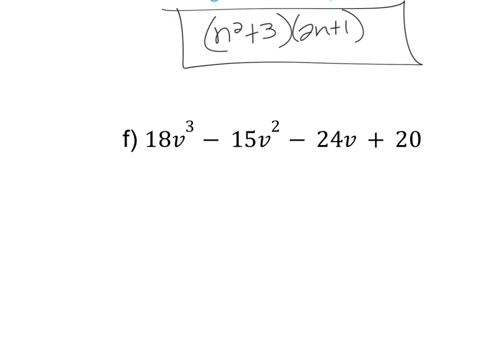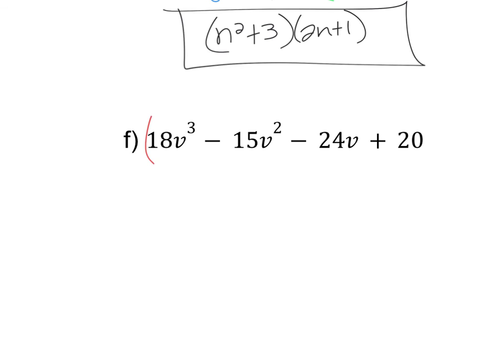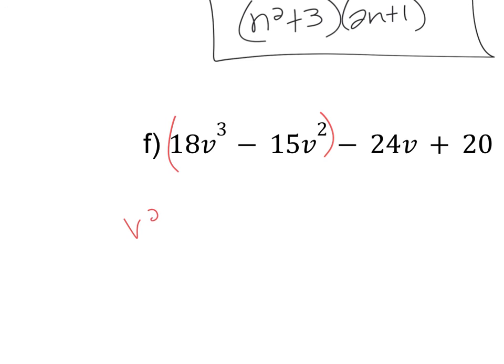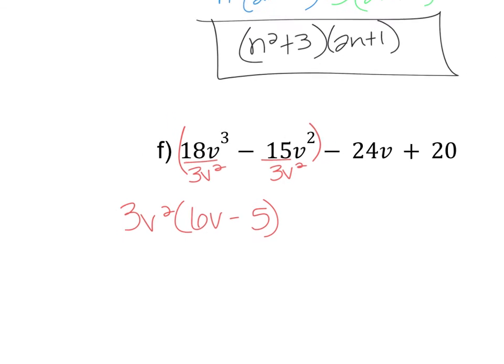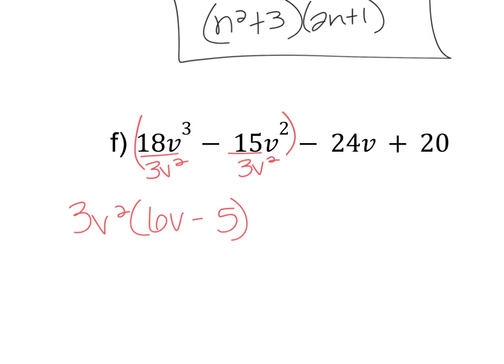All right, last problem. This time looks like those first two. Let's look at them. A v squared, and then it looks like a 3, right? So 3v squared. So this would give me 6v, and this would give me minus 5. Okay, let's look at these ones. It looks like I can factor out a 4. So positive 4, that would give me negative 6v plus 5.